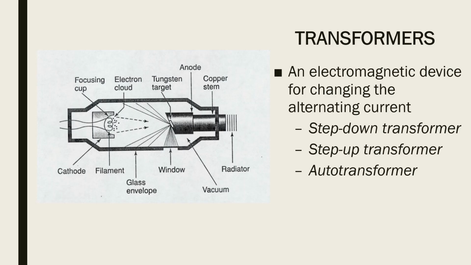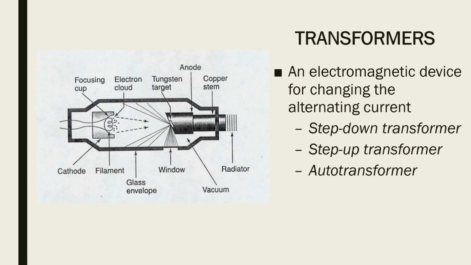The answer is because of the transformer. A transformer is an electromagnetic device for changing the alternating current. Remember that the current goes back and forth 60 impulses per second. So transformers are used to decrease or increase the current that enters the machine. We have three types of transformers: the step-down transformer, step-up transformer, and the auto transformer.